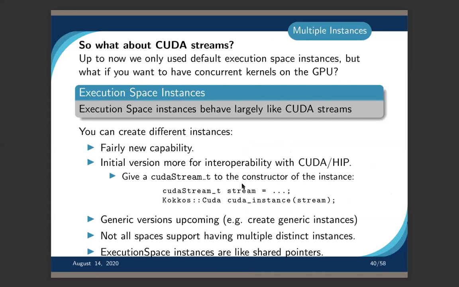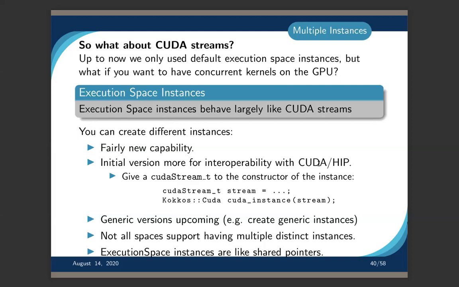And you can actually create different instances. For now, it's a fairly new capability. And the initial version of this is essentially more for interoperability with CUDA and HIP than a real full native thing. Some execution spaces can only give you back the default instance, like OpenMP, for example, right? We cannot actually split the OpenMP thread pool into two and give you two different instances you can then dispatch to asynchronously, right? That doesn't work with OpenMP.